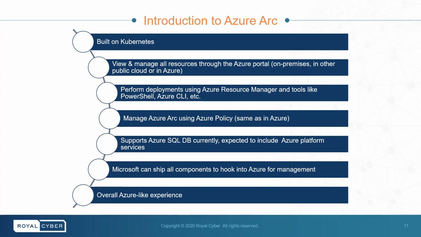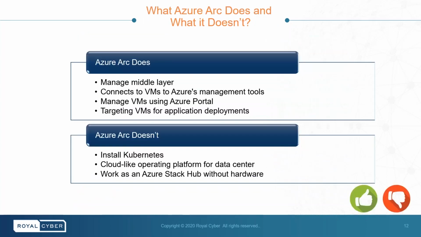And what Azure Arc does and what it doesn't. Arc manages a middle layer, and it connects your virtual machines to Azure management tools, manages virtual machines from the Azure portal, and it's a target for application deployments, like Kubernetes deployments or anything that you are using it for through Azure Arc. But it doesn't install Kubernetes. It's not an operating platform for a data center like AWS Outposts, Google Anthos, or Azure Stack. It's like a stack, but without any hardware. So it uses a lot of features of Azure, but there is no hardware in it. Arc is like a stack for the software part.